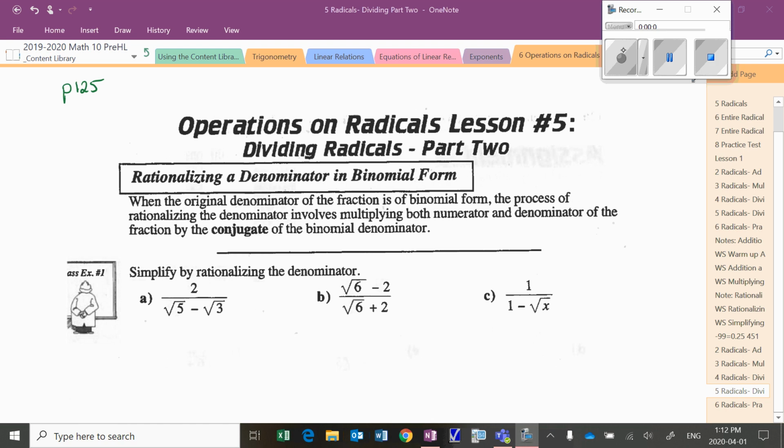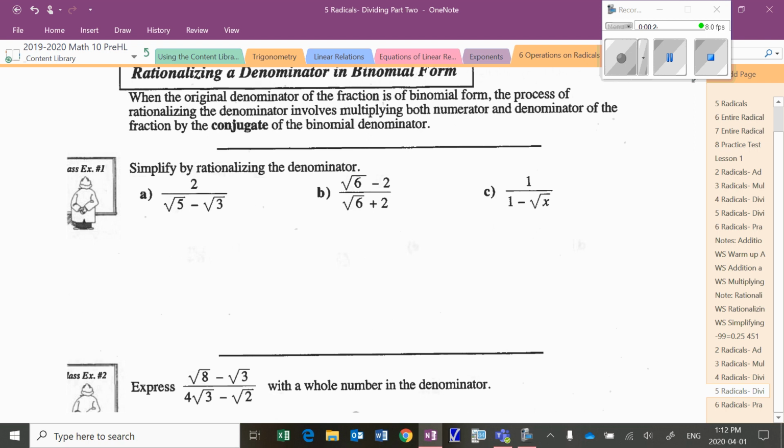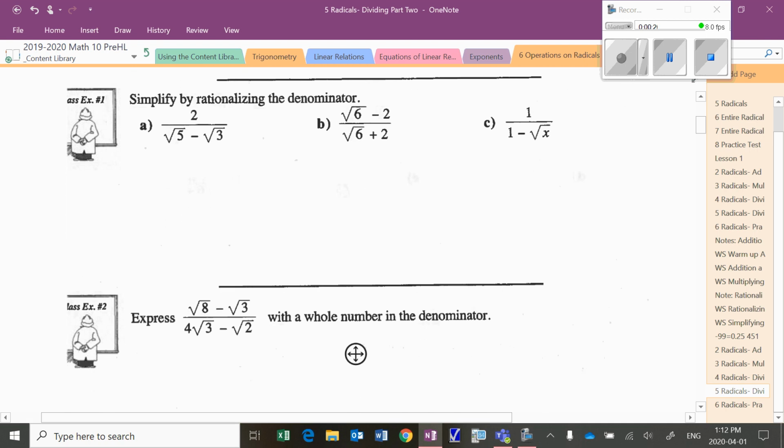Okay, so we're on page 125 of the Math 20 Absolute Value Workbook, and we're looking at Dividing Radicals Part 2, Lesson 5. Just a little bit trickier than having a single term in the denominator is when we have a denominator in binomial form. And so how do we rationalize the denominator for that?